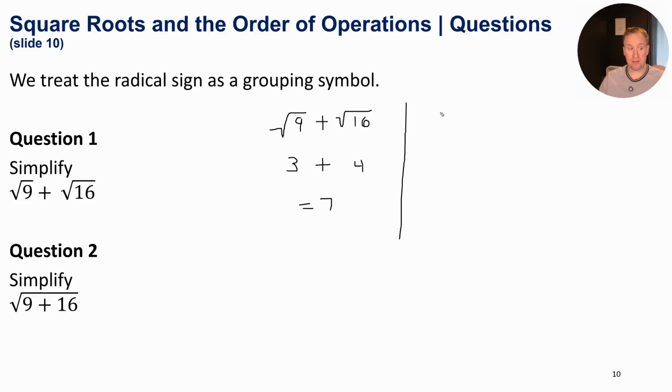On the other hand, if I have the square root of 9 plus 16, we would do what's under the grouping symbol, under the radical sign first, which is the addition piece. So we would do 9 plus 16, which becomes square root of 25. And then we would take the square root of 25, and that happens to be a perfect square again. So we would get positive 5 as our result.